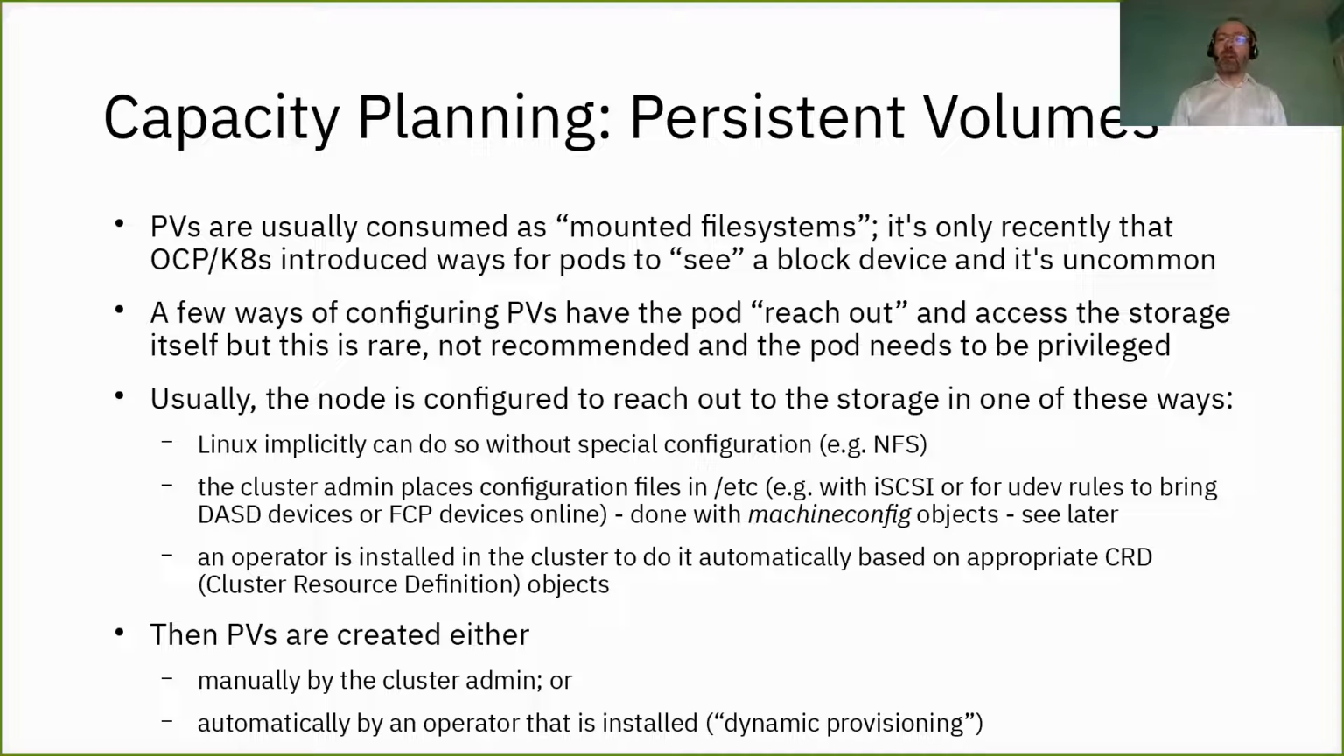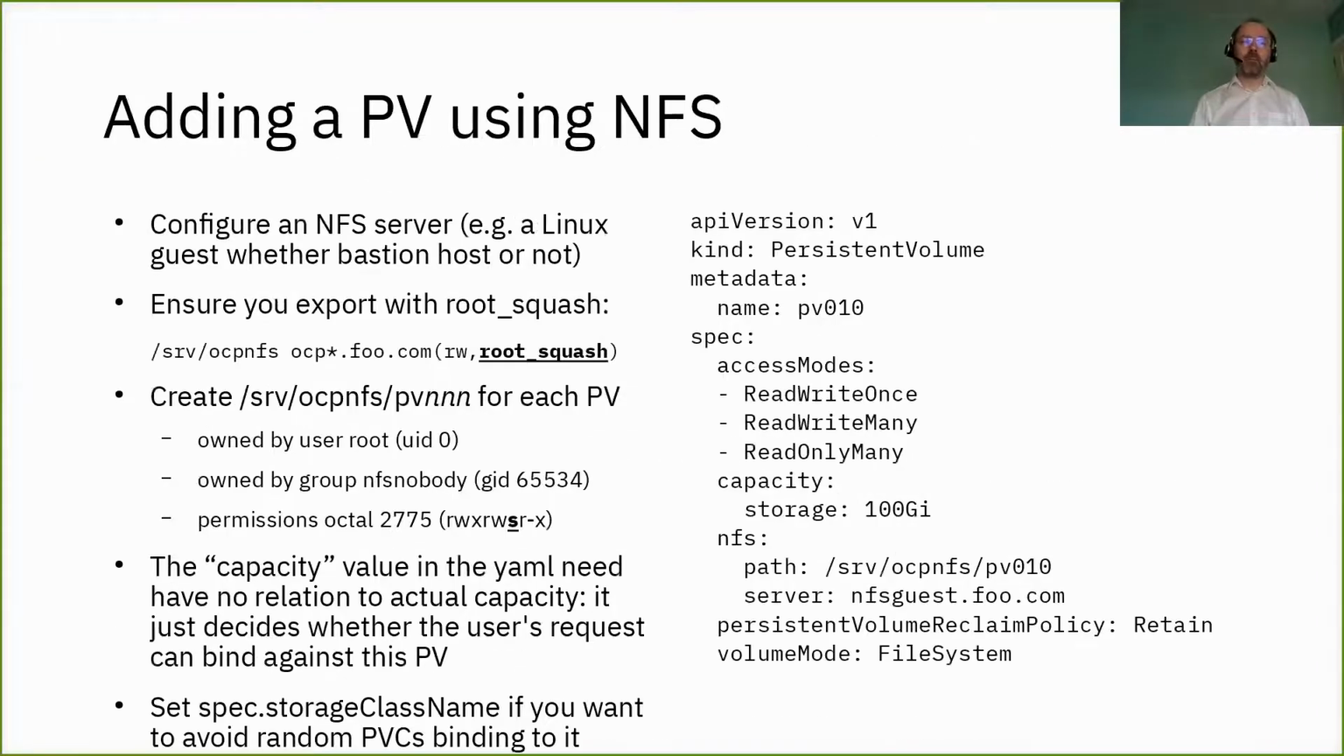Then when you're creating these PVs, these persistent volumes for your developers and your workload and your DevOps people to consume, you can either manually create those objects, or again, an operator can do that for you in some cases, and that's called dynamic provisioning. So for NFS, here is how you add a persistent volume using NFS. Yes, you need an NFS server. You might already have one off platform, but if not, just configure a Linux guest in your environment as an NFS server. Might be the Bastion host, might be some other guest that you set up.